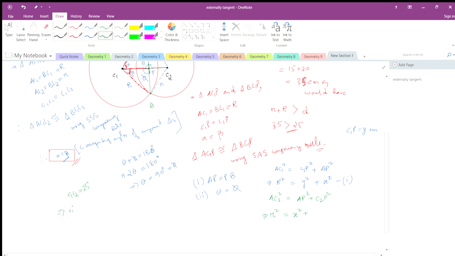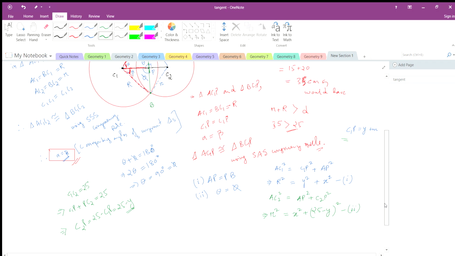Can I write C1 C2 as C1P plus PC2? Same thing, right? What is C1P? C1P I have already assumed as y centimeters. So what will be C2P? C2P is equal to 25 minus C1P, which is 25 minus y. So I can write here 25 minus y whole square. This is my second equation.